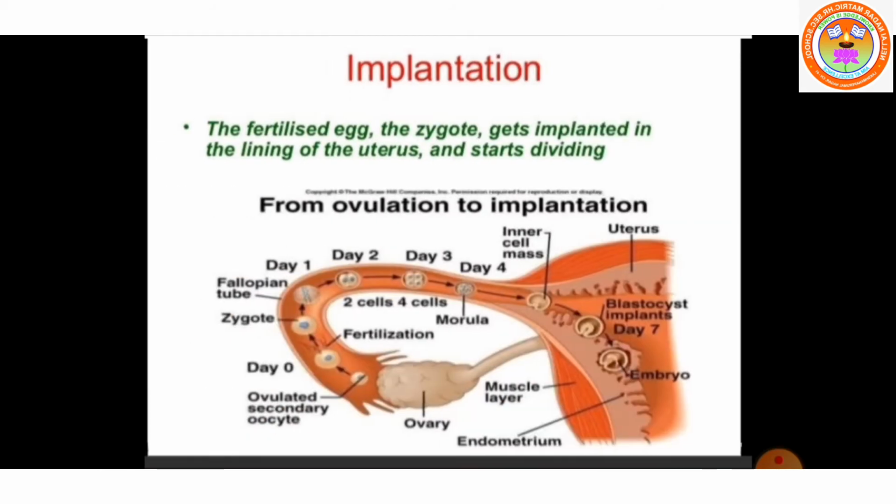Now the next stage is implantation. So what is implantation? So next step is implantation. Here attachment of blastocyst to the uterine wall takes place. So this is said to be implantation. It is the process that occurs after an embryo, that is a fertilized egg, travels down the fallopian tube and burrows deep into the lining of the uterus where it will remain until delivery. So this is said to be implantation.